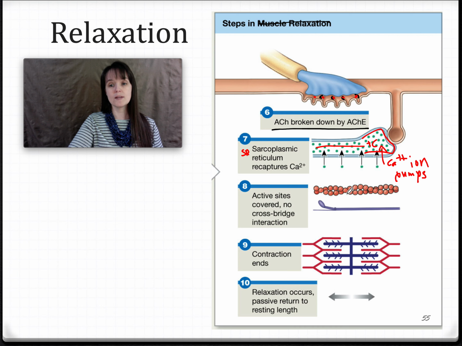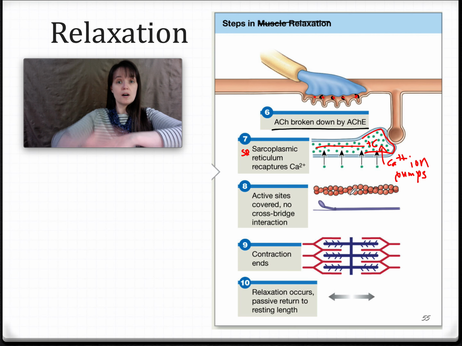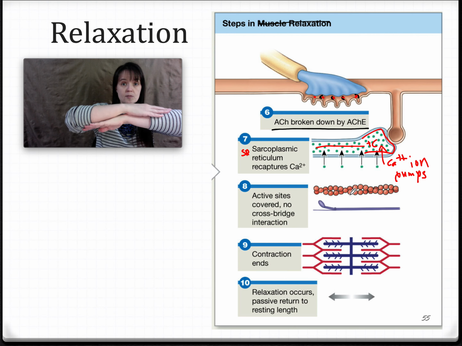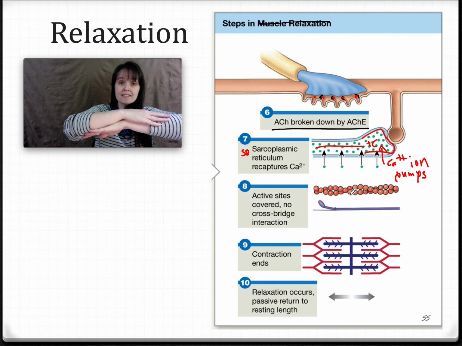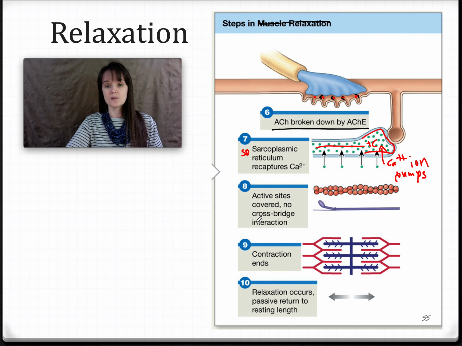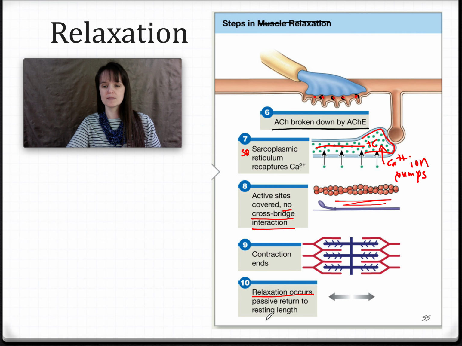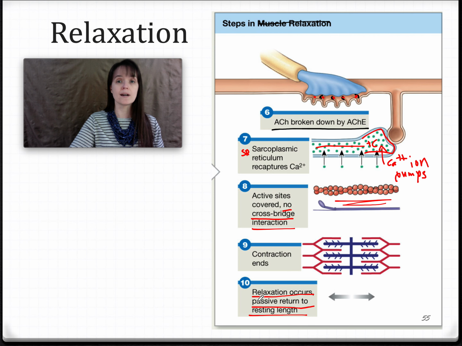Okay, and now without calcium, the troponin goes back to its normal shape, holding the tropomyosin on the active sites on actin. So these active sites are now completely covered. So we cannot have cross-bridge interaction. No cross-bridge interaction, nothing there. And the contraction ends. So we're no longer attached with cross-bridges. And this is relaxation, which is not a return to resting length. We have a passive return to resting length, which we are about to talk about.